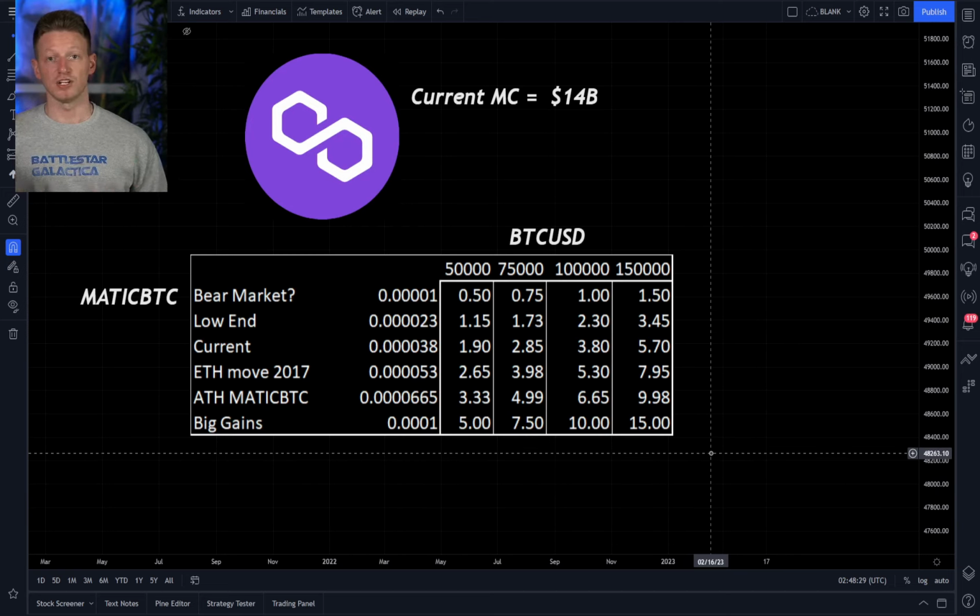So I know this was a long one, guys, but I felt it was important, and I think that it's a good way of just looking at the entire market in general.